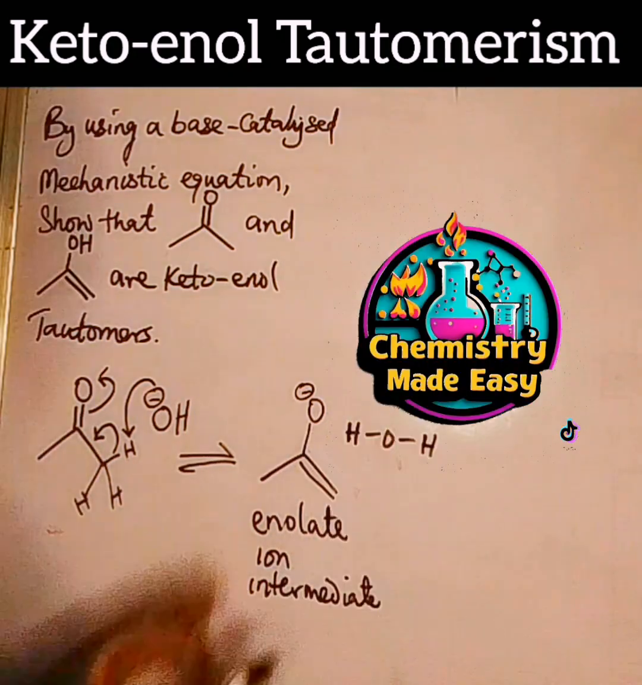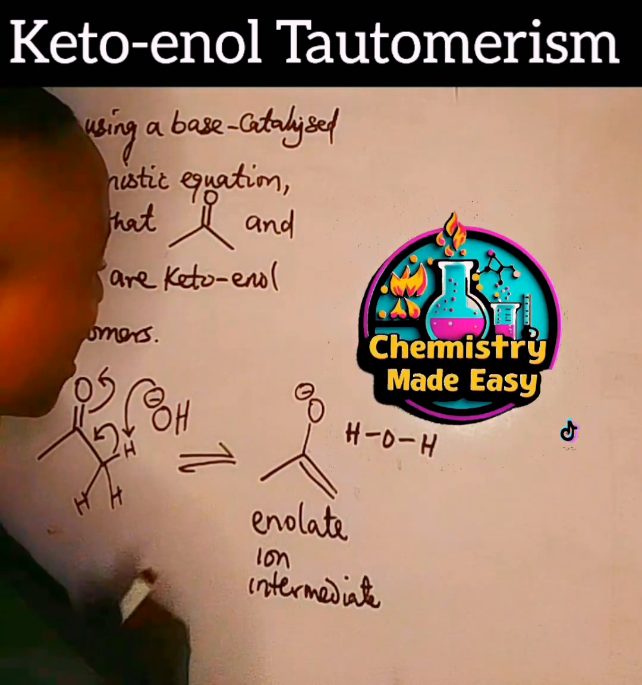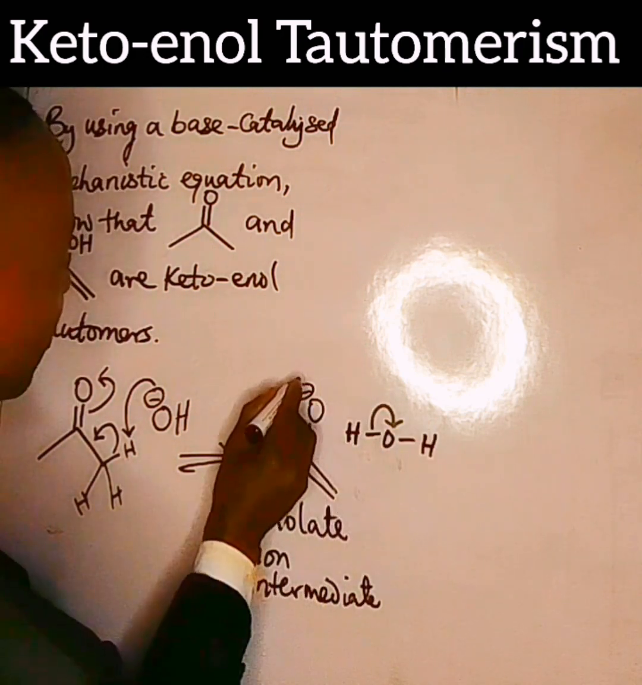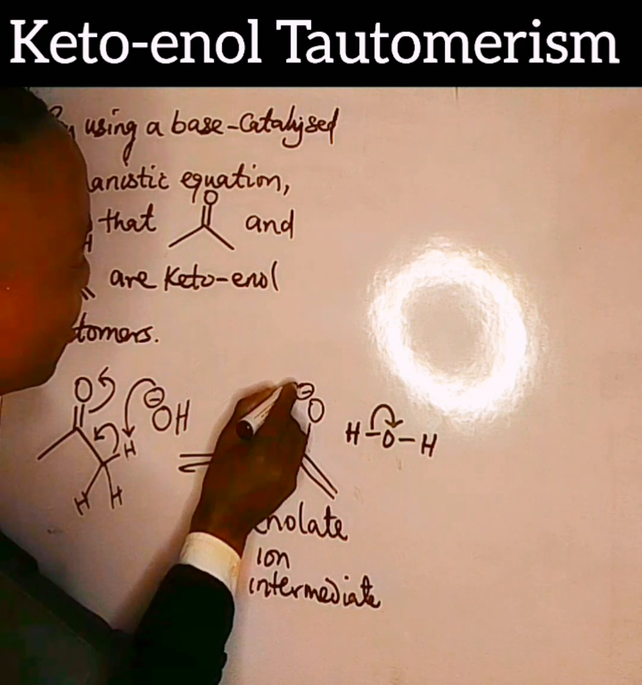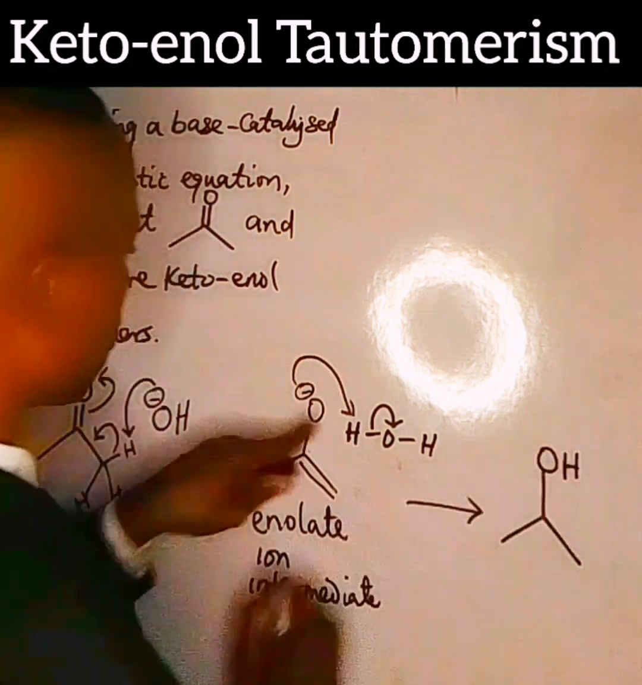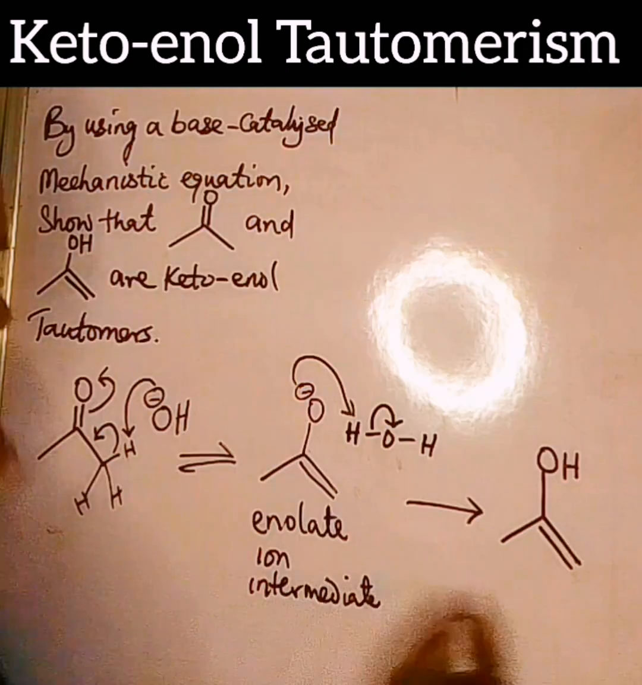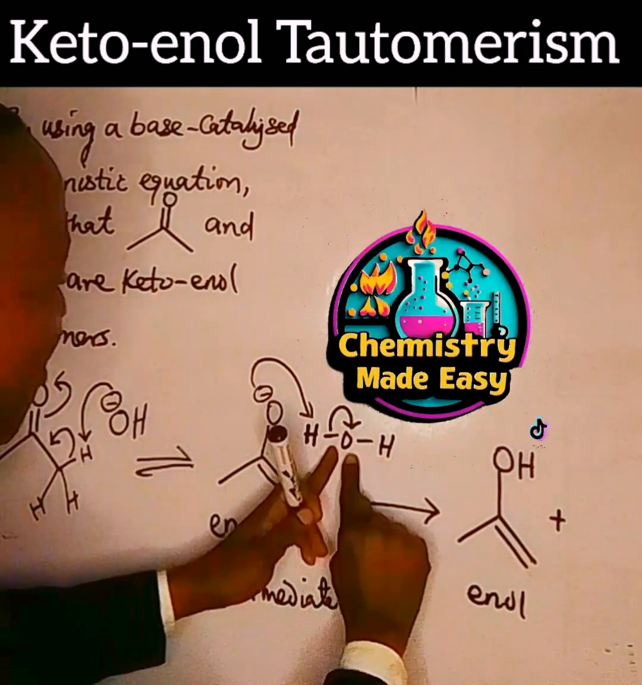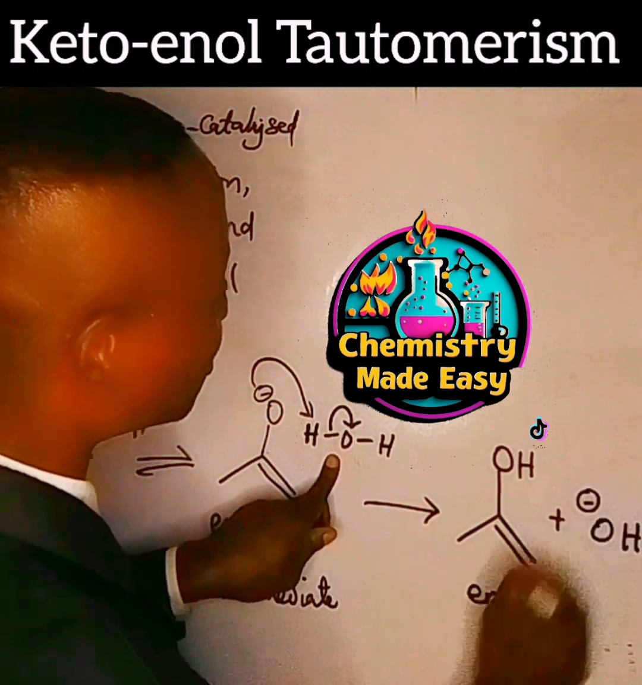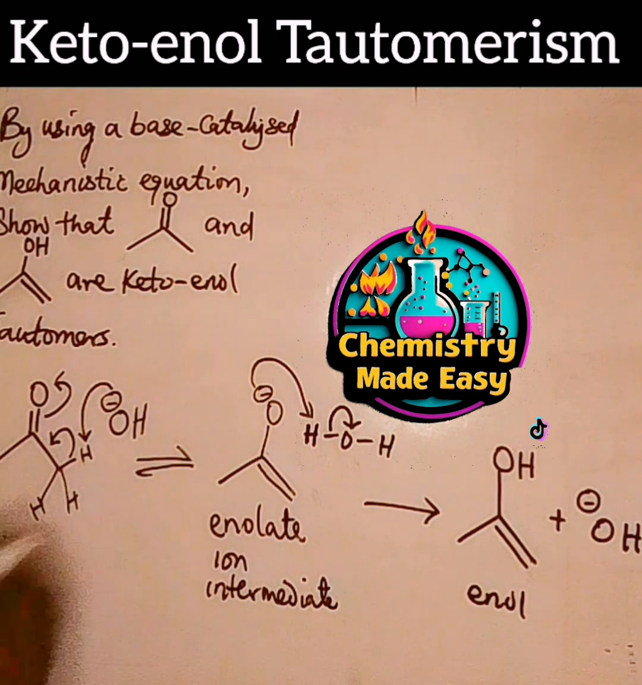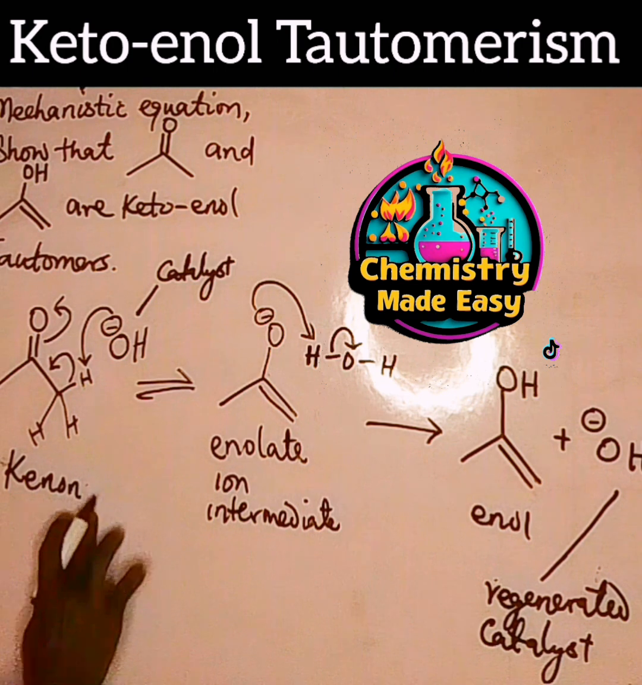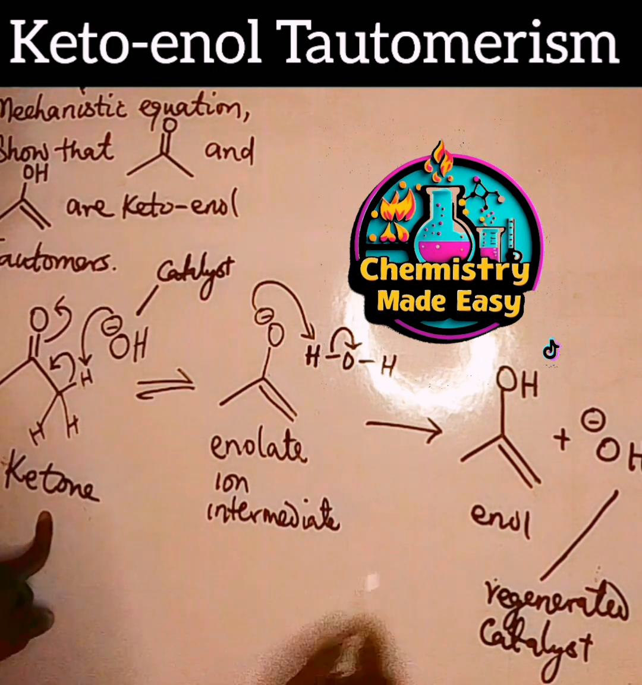Look at that water. Now what happens is that the oxygen in water will collect the bonded pair, and this hydrogen becomes positive, and therefore the negatively charged oxygen will donate excess electrons to this, and we are going to have this OH double bond. This is our enol, and we now have our regenerated hydroxide ion, which is OH with negative charge. This proves that this OH is actually a catalyst. This is where it has been regenerated, showing that these two compounds are ketone and enol.